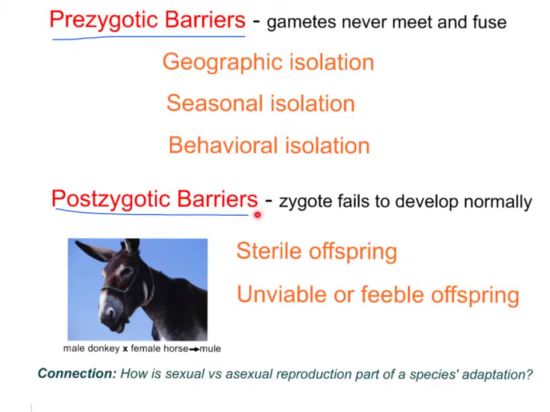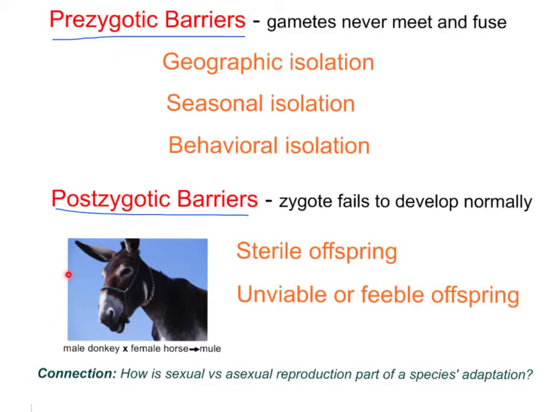Post-zygotic barriers would be when the zygote fails to develop normally. So the organisms get to the point where fertilization occurs, the sperm fertilizes the egg, the zygote is formed, but it does not develop normally. Either the offspring themselves are sterile, or the offspring are feeble or they're not viable. Something happens, they do not develop to maturity. They're not able to then reproduce themselves.